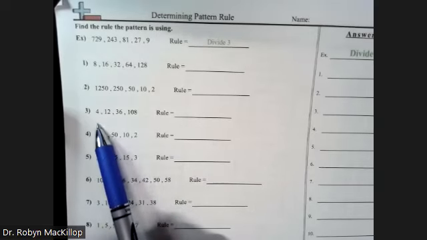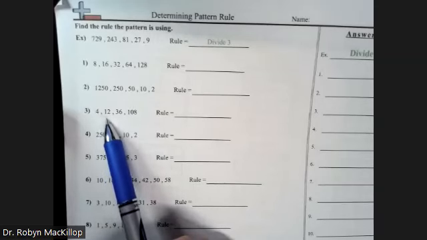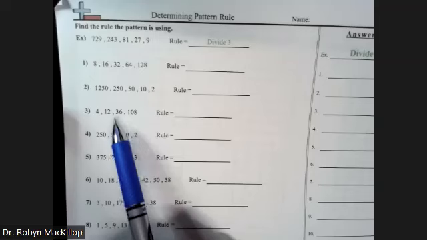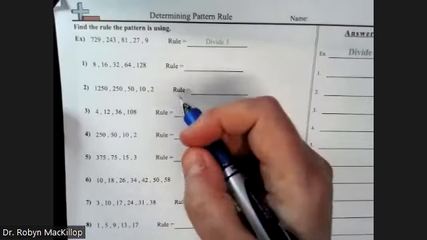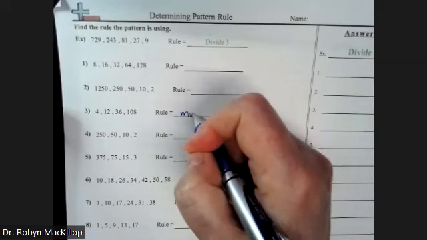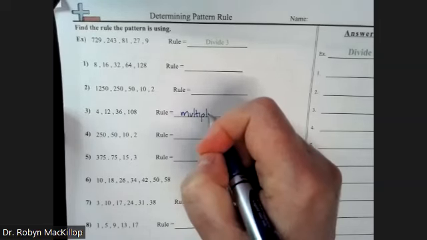How do we go from 4 to 12? Well, 4 times 3, right? 4 times 3 is 12. 12 times 3 is 36. And 36 times 3 is 108. So the rule is to multiply by 3.